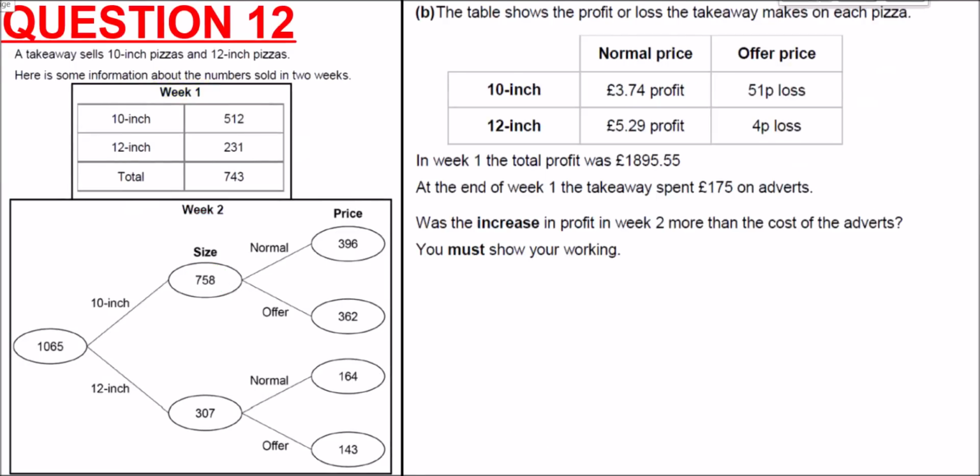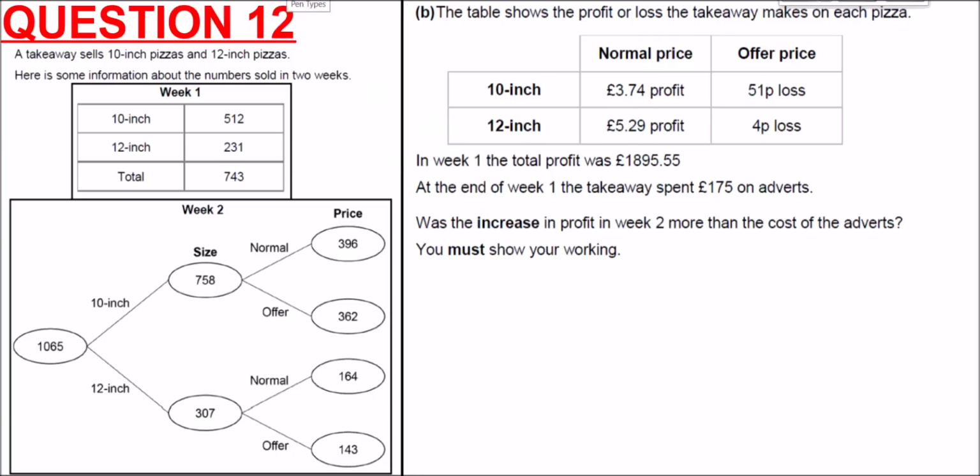Part B of this question gets quite full on. It's a 4-mark question, this. And we've got a table now in Part B showing the profit or loss the takeaway makes on each pizza. So if they have an offer, they lose a tiny bit of money. Normal price, they make quite a bit of money.